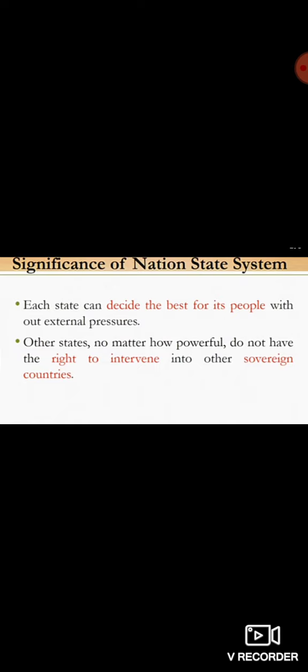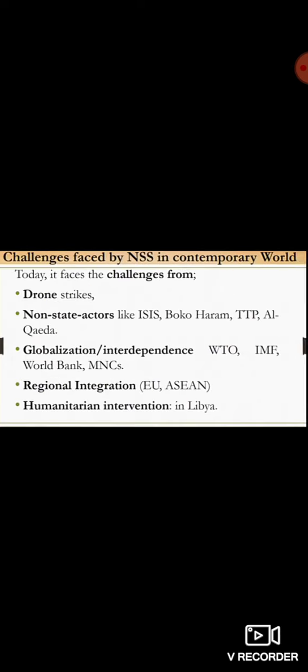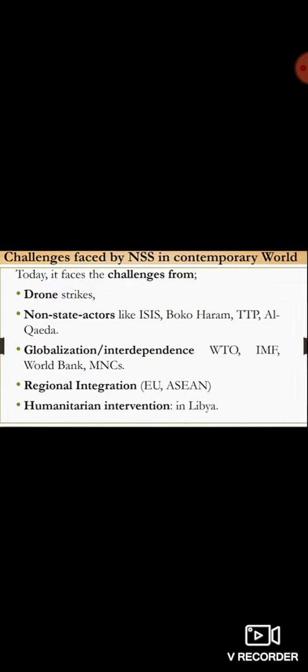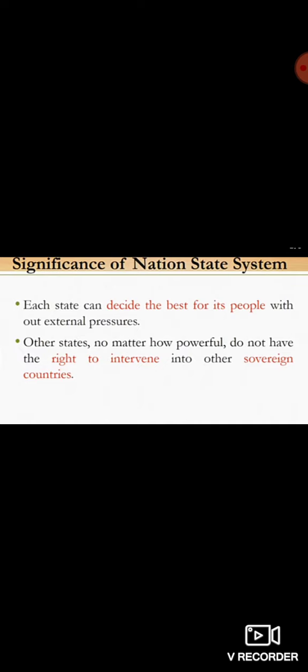Significance of the nation state system: if we discuss its importance, each state can decide what is best for its people without external pressures. Other states, no matter how powerful, do not have the right to intervene in other sovereign countries. These are very important points of the nation state system, but unfortunately nobody follows them 100% in this era, as we see here and there. Of course, these were the most important significance of the nation state system, but unfortunately they are not fulfilled.